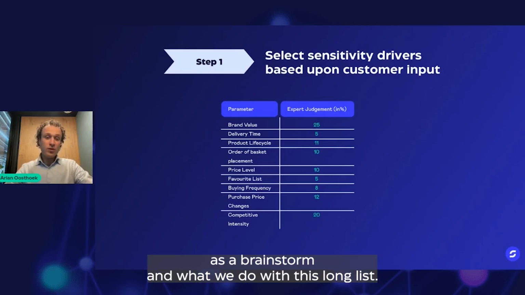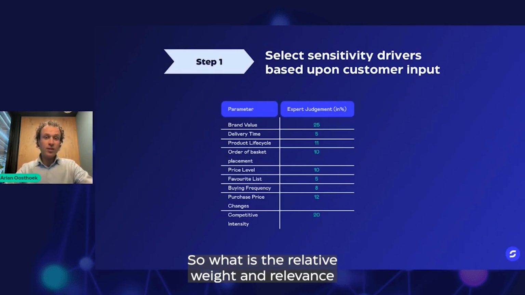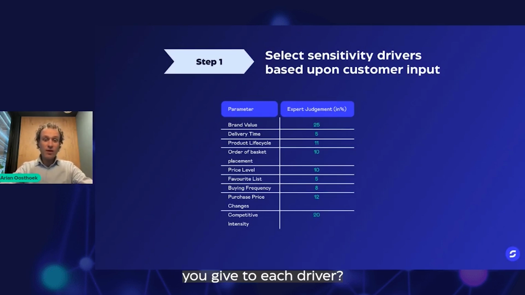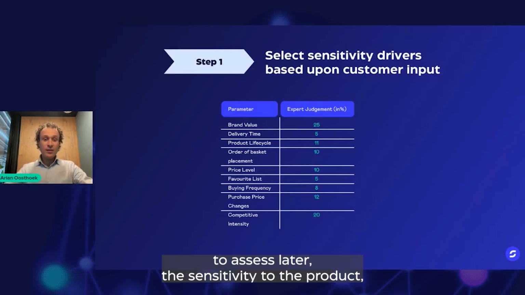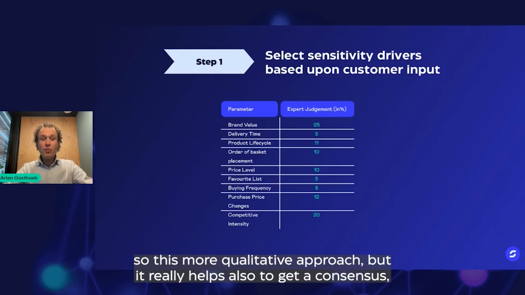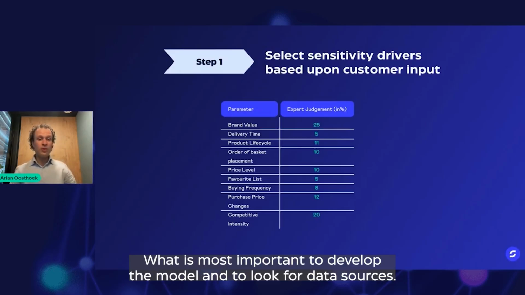And what we do with this long list is that we ask the stakeholders, what is your expert judgment? What is the relative weight and relevance you give to each driver? It gives us a first input of all the experience in the company to assess later the sensitivity of the product. This is a more qualitative approach, but it really helps to get a consensus, and also to understand what is most important to develop the model and to look for data sources.